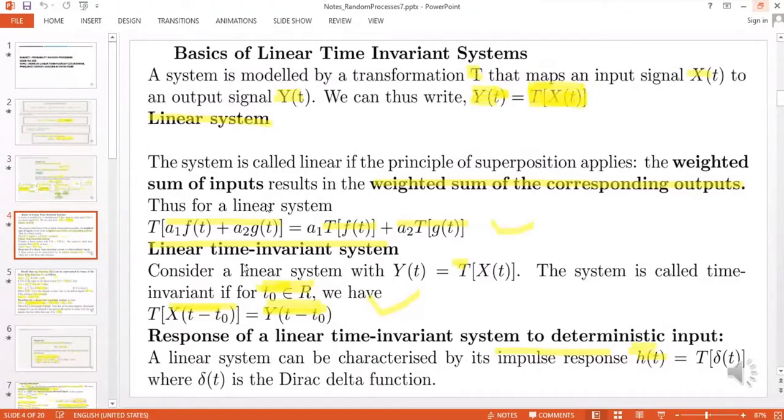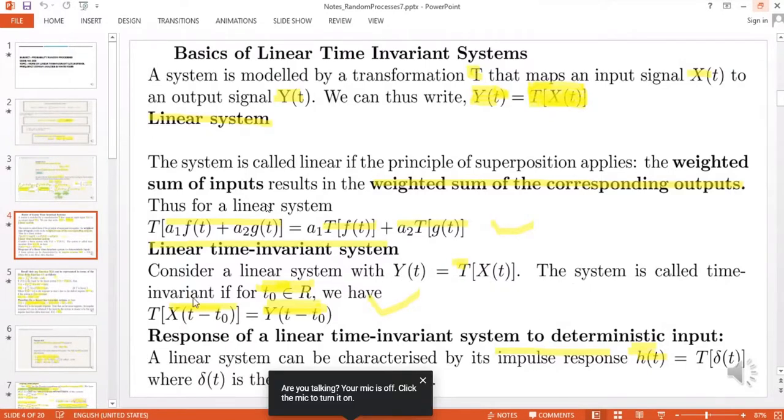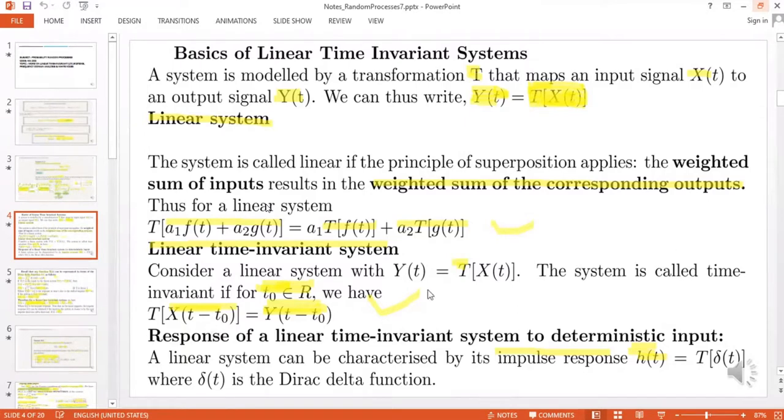Now we talk about the linear time invariant system. Consider a linear system with output y(t) under this transformation. The system is called linear time invariant if, for any time t belonging to R, whatever value of the transform of x(t) we get is y(t). So to get the transform of x at t minus t naught, that is at another time, we will get it by just replacing t by t minus t naught in the output y(t). If such a condition holds, then we say that this is time invariant.